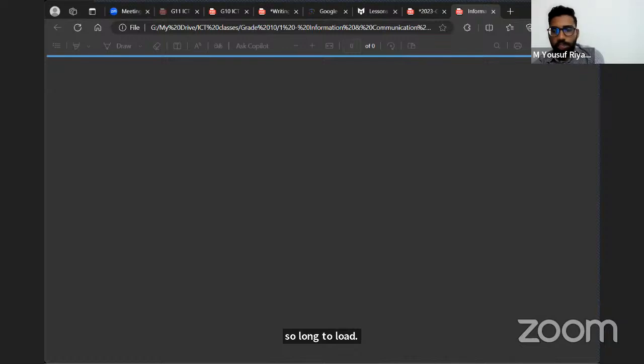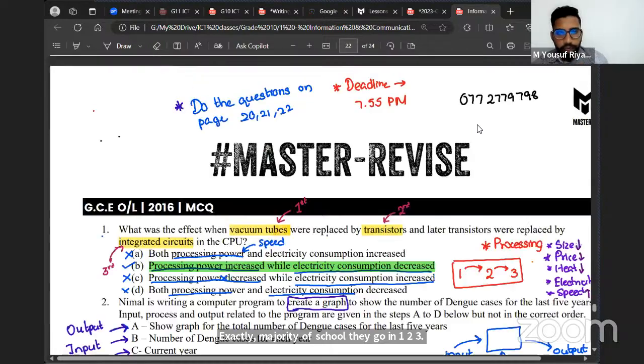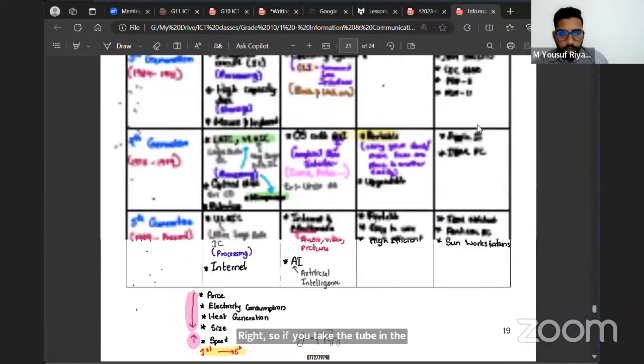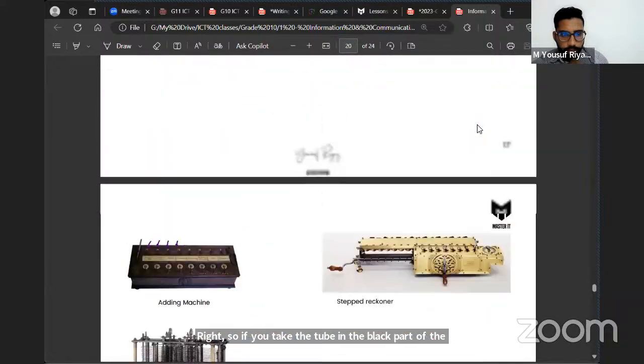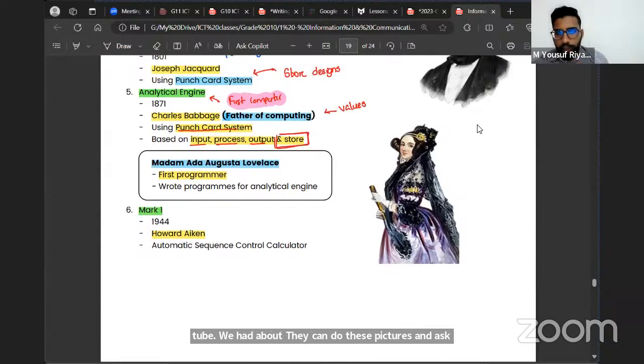It depends on the school. Certain schools do lesson number one, lesson number two, and lesson number six, because one and two are theory. In the majority of schools, they follow one, two, three. That's why I did one, two, three, because in past papers it's also one, two, three. If you take the latter part of the tute, they can give these pictures and ask you to name them. Normally, provincial papers will not come with the first term lessons.